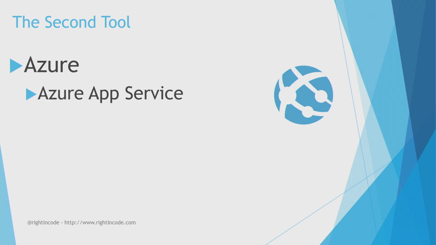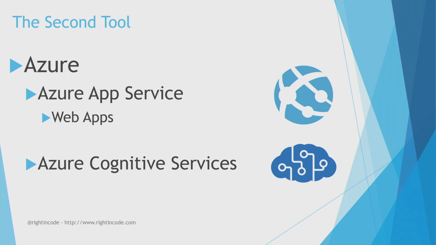The first area I wanted to go into was Azure App Service, specifically web apps. I have some slides in here, and we'll talk a little more in detail about what that is and why we're using it. And then Azure Cognitive Services, as I mentioned earlier, specifically the web search and the key phrase extraction. Azure Cognitive Services has a lot to it, but those are the two that are part of the solution, and that's what we're going to focus on.